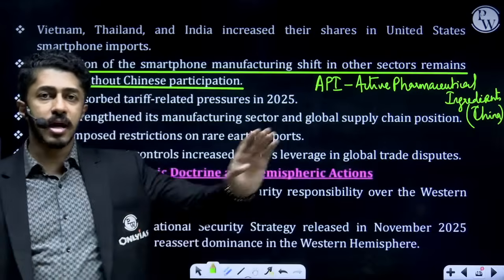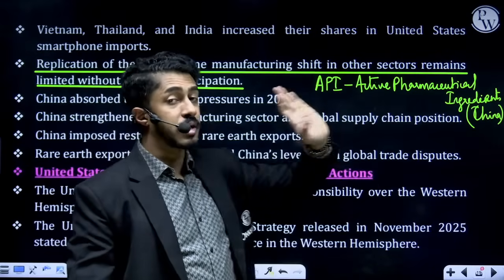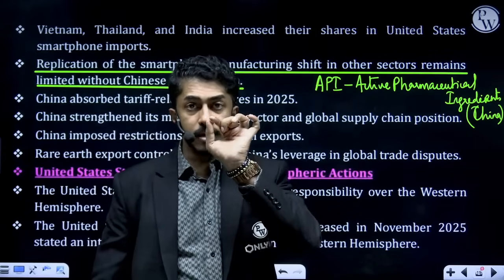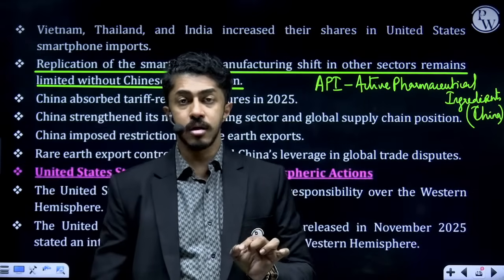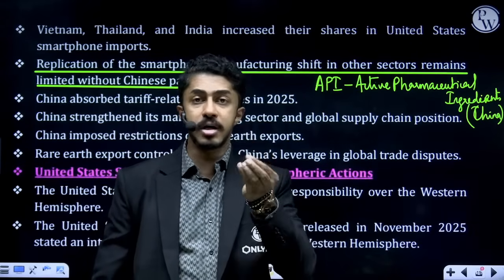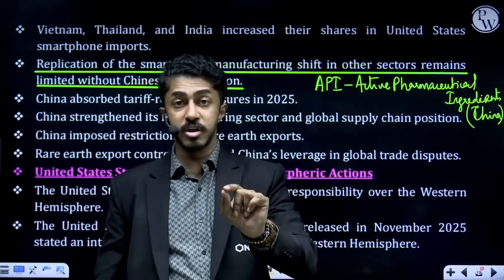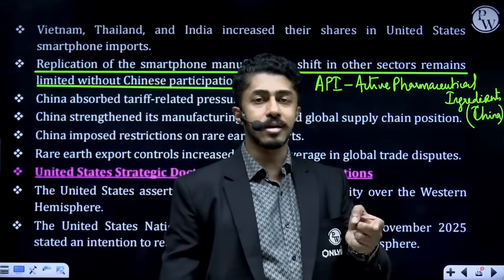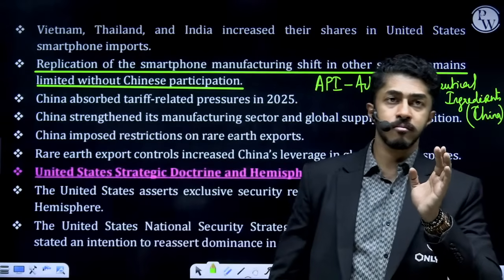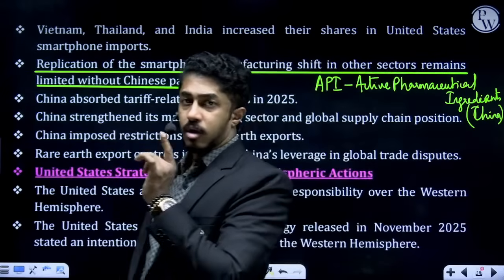India does not have an active manufacturing of this API here. We only have very limited quantities here. The majority of the raw material that you require for manufacturing the pharmaceutical, the medicines basically, comes from China. Got the point here?